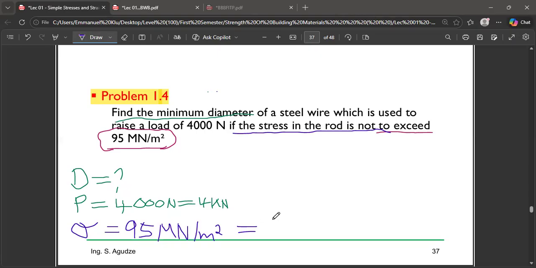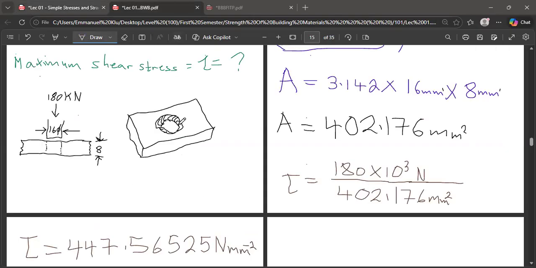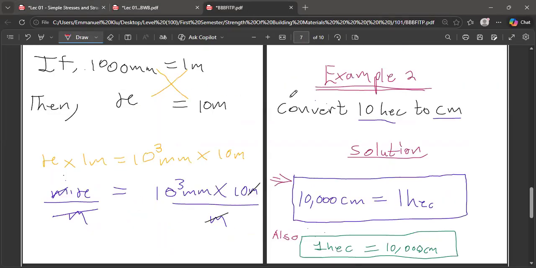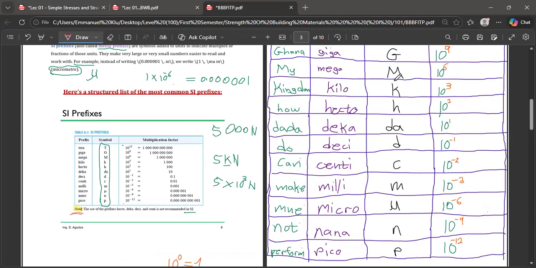And that is, we can also write this as 95, and mega means 10 exponent 6, so times 10 exponent 6. If we really paid attention to our prefixes, we should really understand this. Do we all agree with what I'm saying? Yes, mega is equal to 10 exponent 6. You see, that is mega.